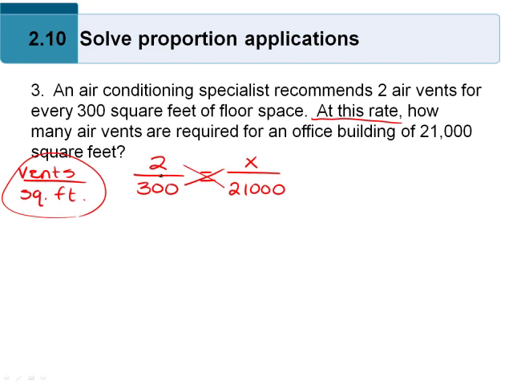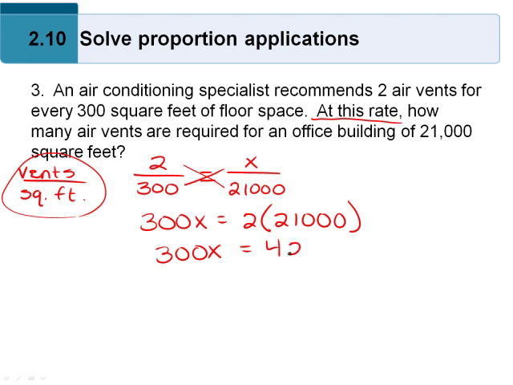So we're going to have 300x equals 2 times 21,000. So 300x equals 42,000. And then we divide. 42,000 divided by 300 comes out to be, let me go ahead and write these steps down.